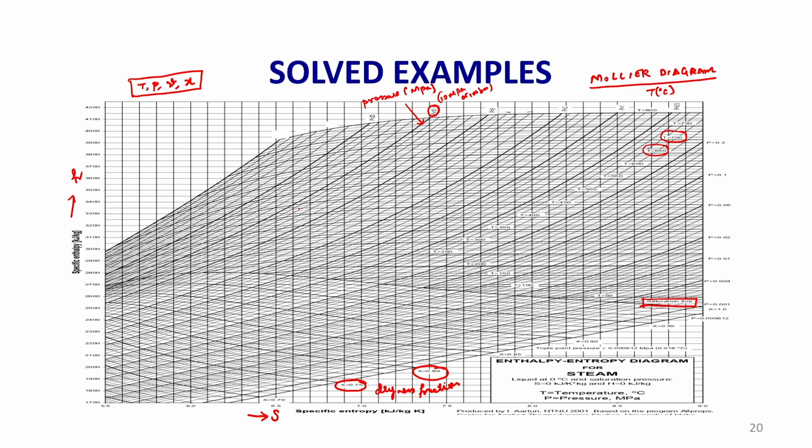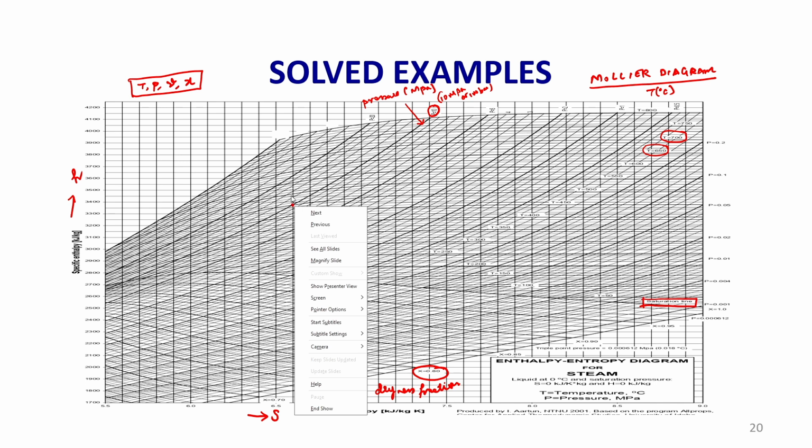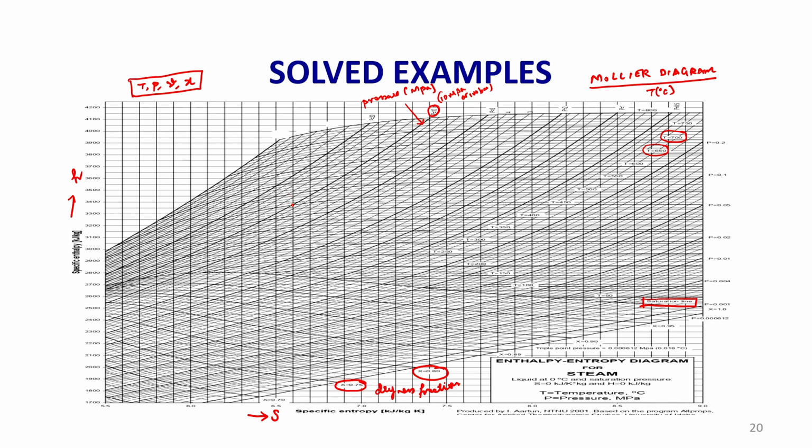Somewhere else it touches here, 6.6. Somewhere else it touches this region. So, this is the intersection point. This is the condition of steam. See, I have plotted this point corresponding to 100 bar and 500 degree centigrade. The 500 degree line is coming like this. This is the constant pressure line. So, the intersection point is somewhere here. So, it will be okay.